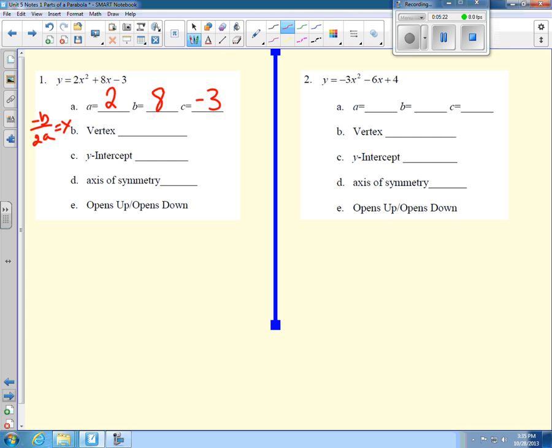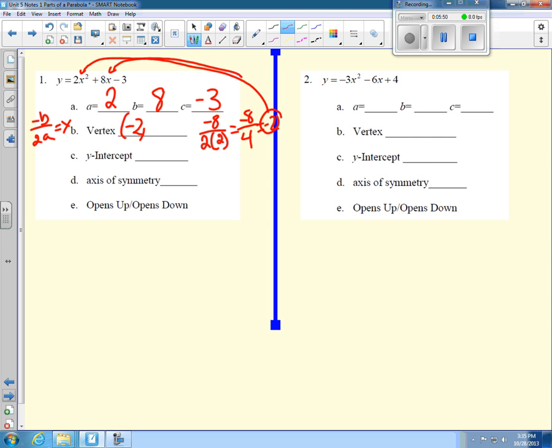So opposite of 8 is negative 8 over 2 times 2. All right, 2 times 2 turns into a 4. So negative 8 over 4 gives us negative 2. This is the x coordinate of our vertex. Now we need to find our y. Remember, these equations are set equal to y. So we're going to take that negative 2, and everywhere we see an x, we're plugging it back in.